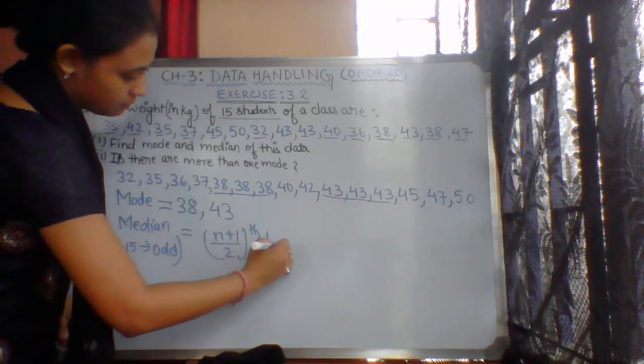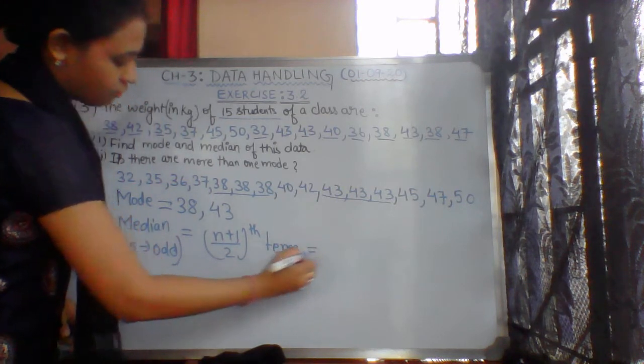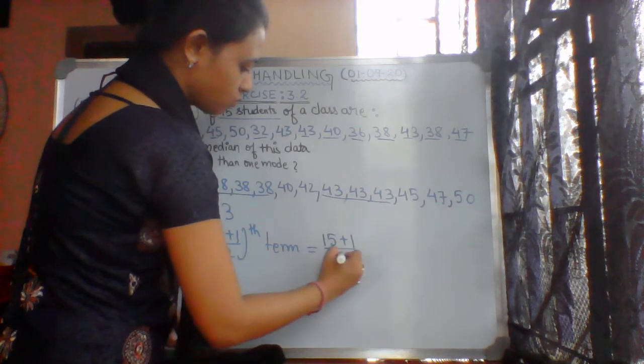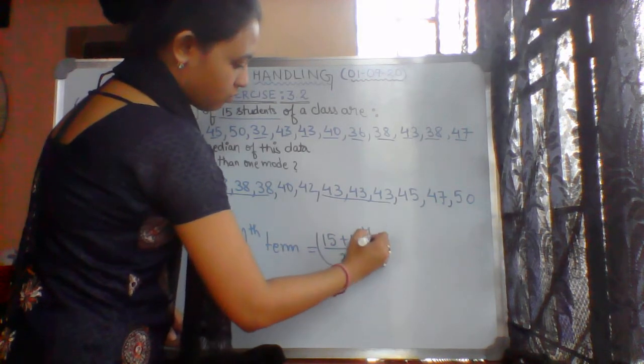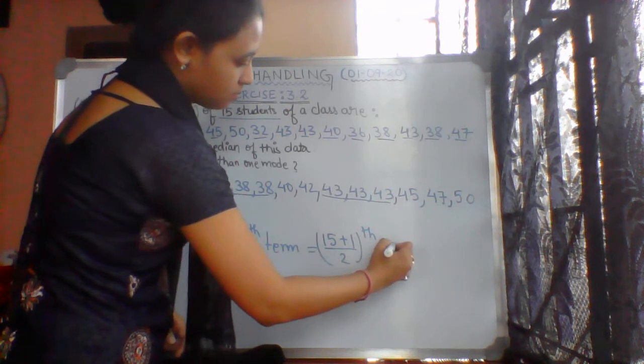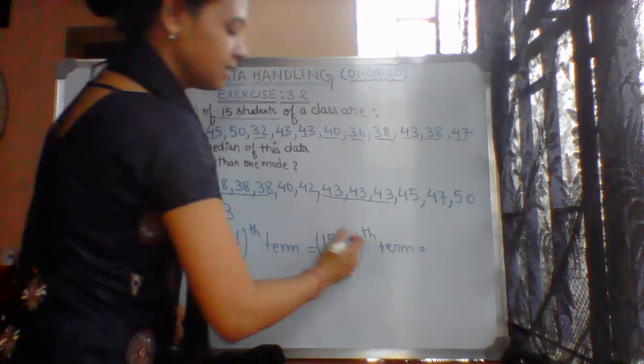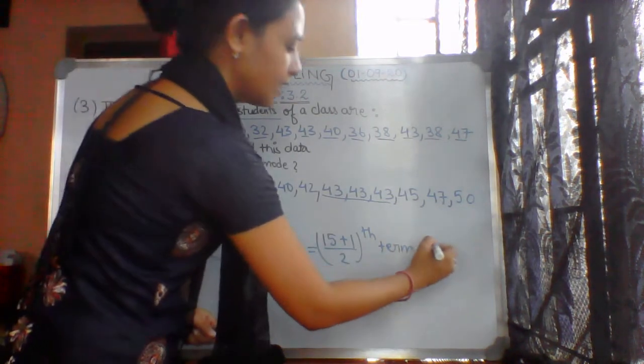That term will be equals to n, how much? 15. So 15 plus 1 by 2 term. We will be getting 16 by 2 term. That is 16 by 2, how much? 8 term.